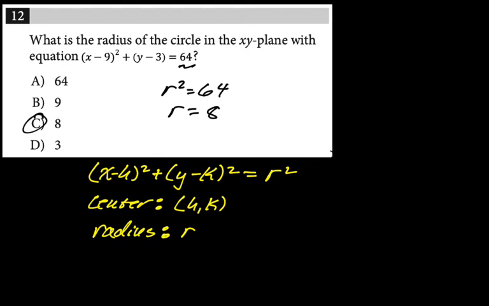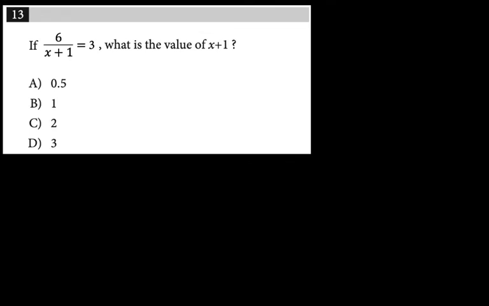The equation of a circle is one that you've got to walk in knowing for sure. So write that down, memorize it. It'll serve you well. All right, let's look at number 13.